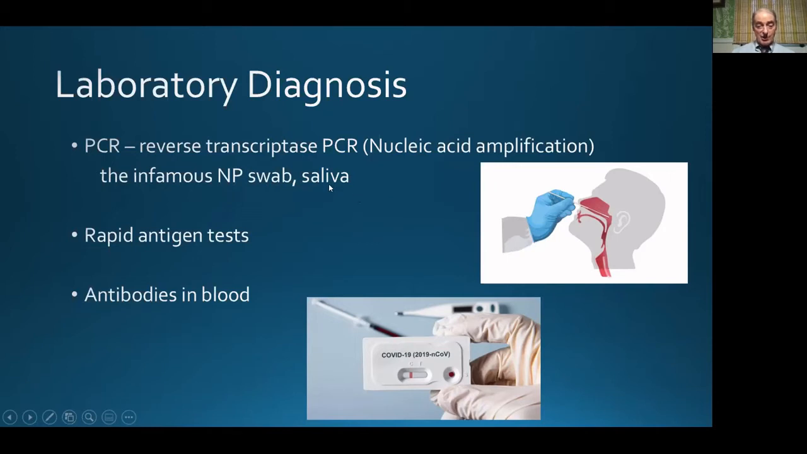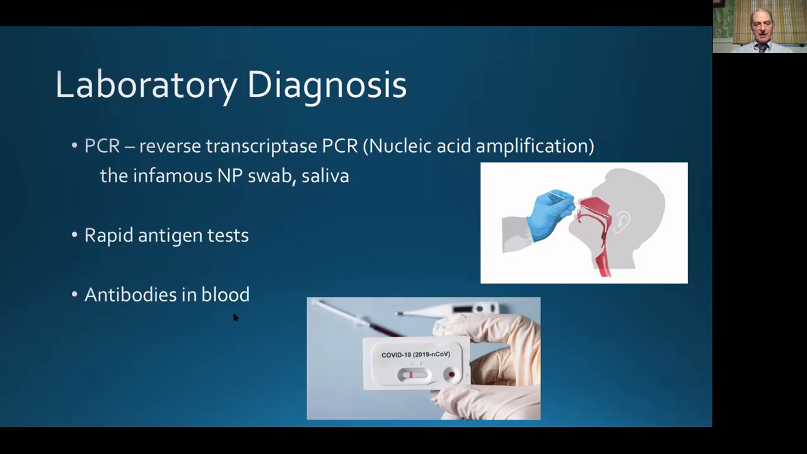We can use saliva, and we do for a lot of screening, but it's much less sensitive than doing the nasopharyngeal swab, which itself is not always perfect. There are rapid antigen tests, and one of these is shown here. I assume you can see it. Yeah, there we go. You can see the line in the rapid antigen test.